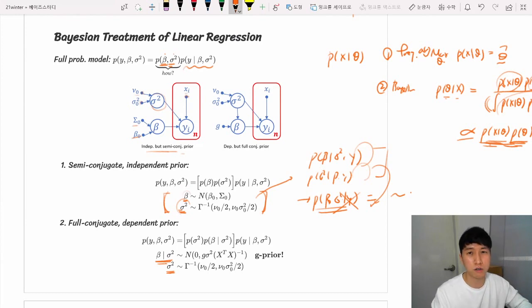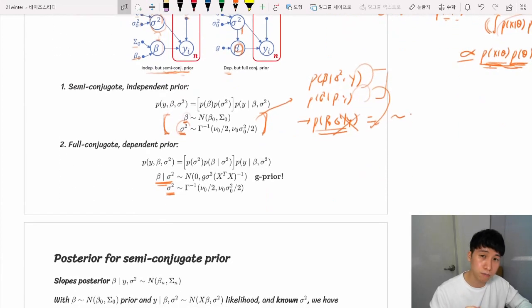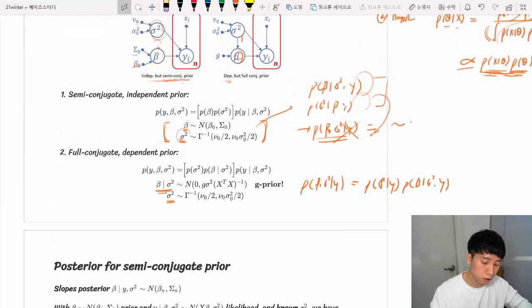Alright. I just drew the picture to visualize what we're doing here. So this semi-conjugate prior has no dependence between these two things, right? But the dependent prior has a dependence. The beta is dependent on the sigma squared. But the upside of this dependent prior is that we can get a closed form of this full conditional posterior because it can be factored in this fashion, right? And first we're going to talk about the semi-conjugate posterior, right?